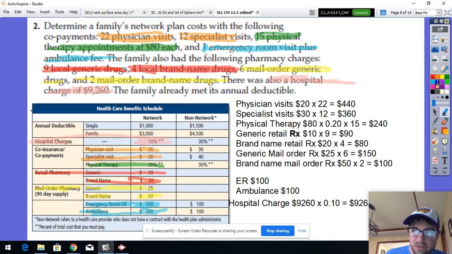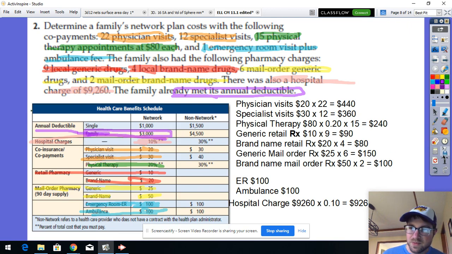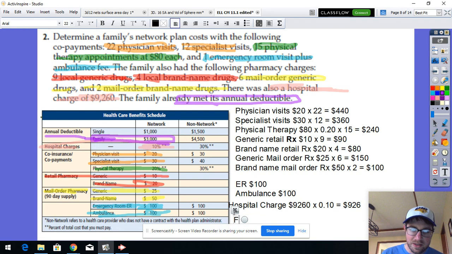Almost. The family, it says in the very last sentence, the family has already met its annual deductible, which means that they have paid $3,000 out of pocket because annual deductible is right here. It's for a family and it's $3,000. So I'm just going to tack that on here at the end. Family deductible, $3,000. And finally, I think we've gone through everything in this problem.